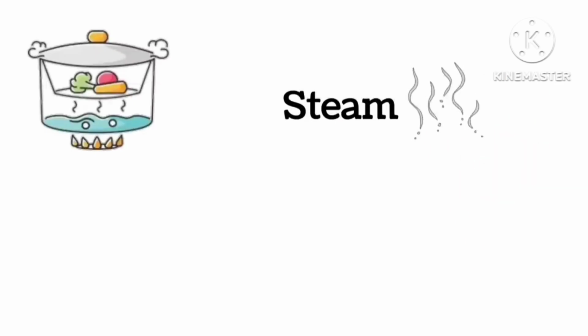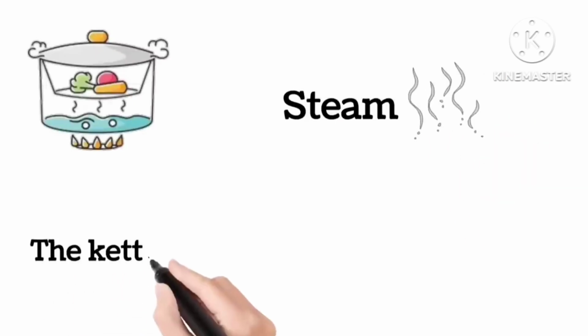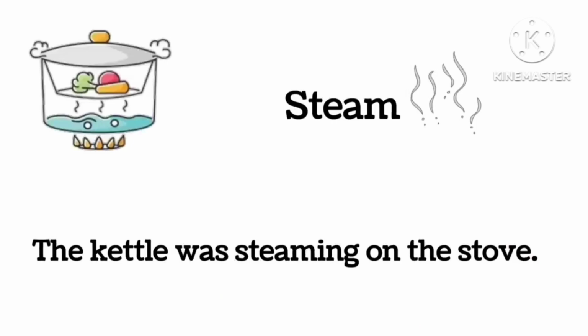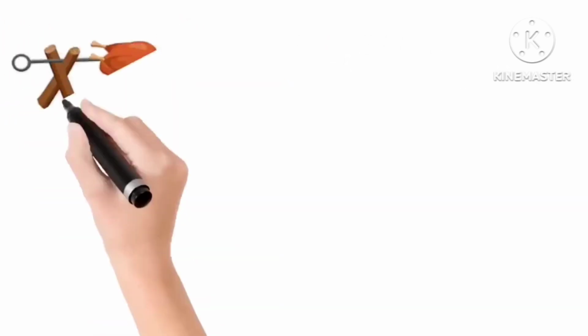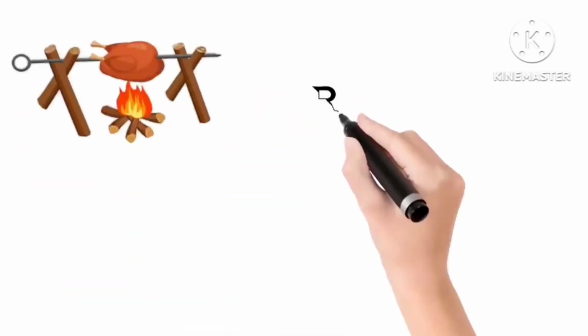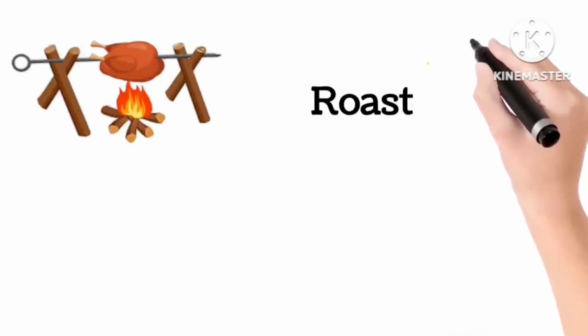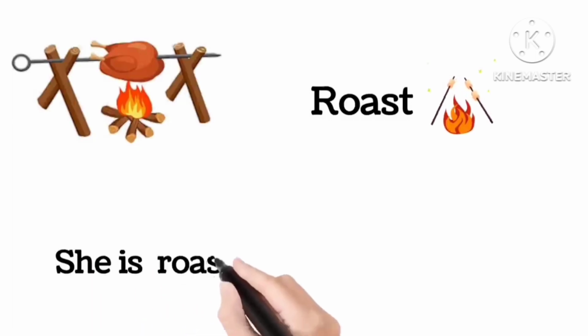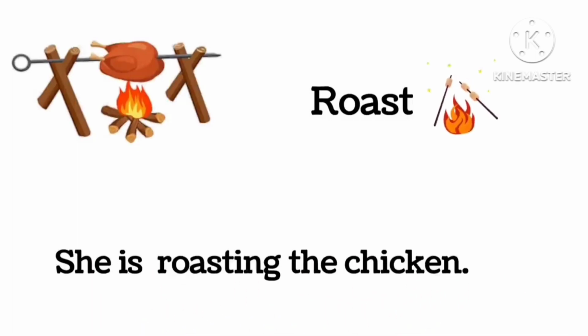Steam. The kettle was steaming on the stove. Roast. She is roasting the chicken.